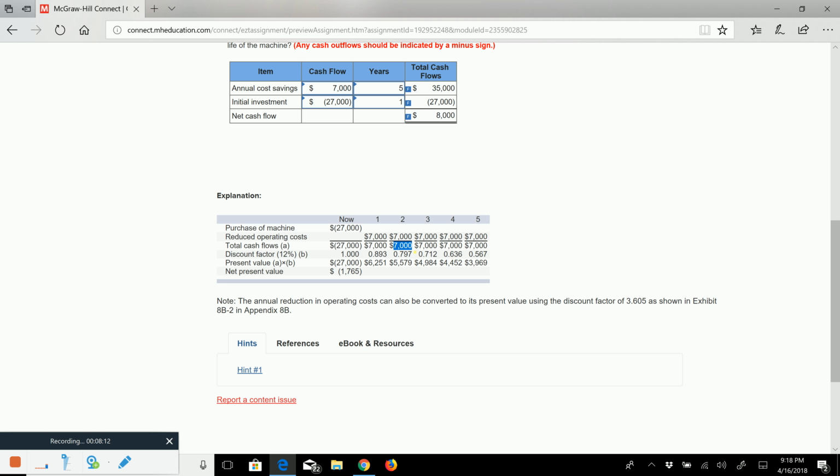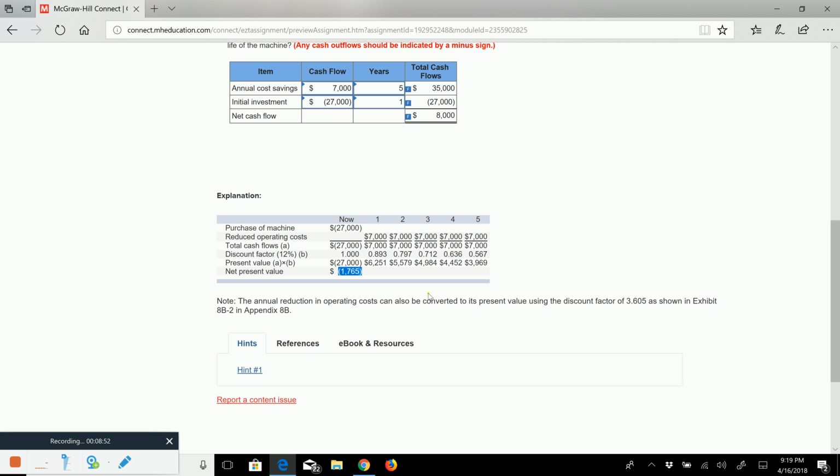Year 2, 7,000. But if you go to the 12% column and the second period row, you're going to find this factor, 0.797. What are we doing? We're basically converting the $7,000 in physical cash that we would receive, or in this case, save in the next 5 years, and converting it to present value. When we do so, if you add up the 5 numbers that I have highlighted here and subtract out the 27,000, it is a negative net present value.